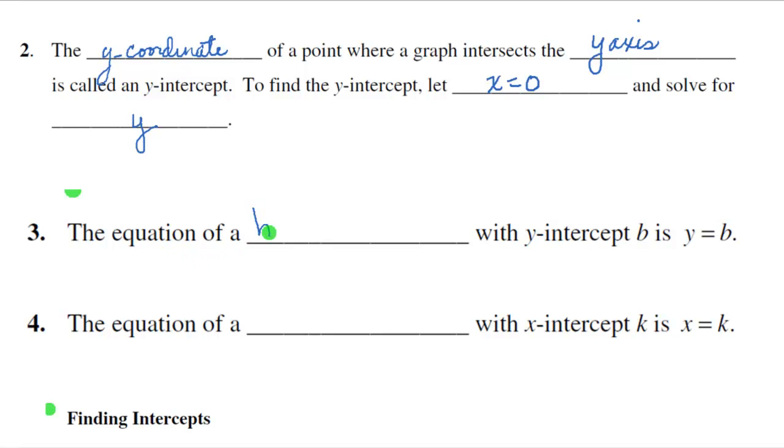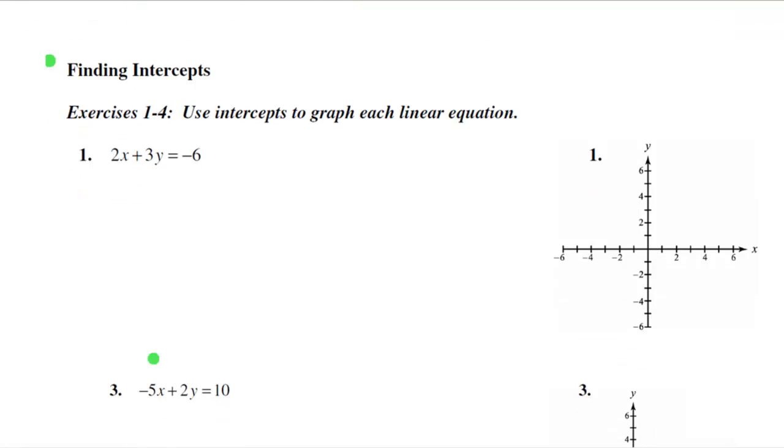So here, the equation of a horizontal line that has y-intercept b, some number b, could be 2, 3, negative, the equation of that line is y equals the y-intercept b, so y equals b. And the equation of a vertical line with x-intercept k, where again k is some number, is x equals k. x equals a number. You'll see those below as well.